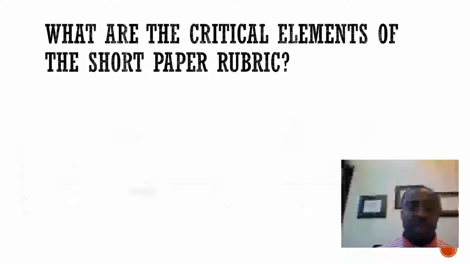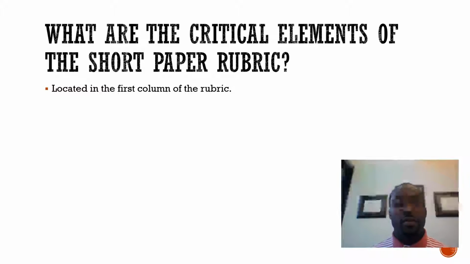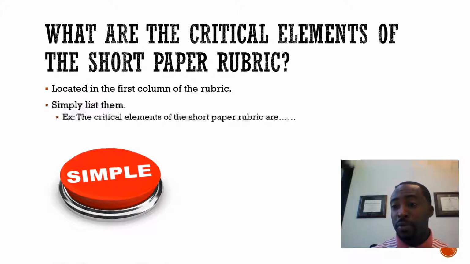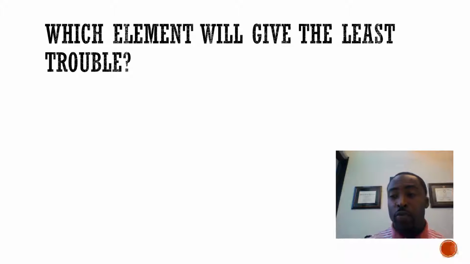All right, and it's just a coincidence that the first question says, what are the critical elements of the short paper rubric? So as we just saw, it's located in the first column of the rubric. We saw there were four of them. So all you're going to do is simply list them. The critical elements of the short paper rubric are blank, blank, blank, blank. All right, this is very simple. A very simple question should be a straightforward answer. All you have to do is review that rubric, look at the critical elements, and simply list them.